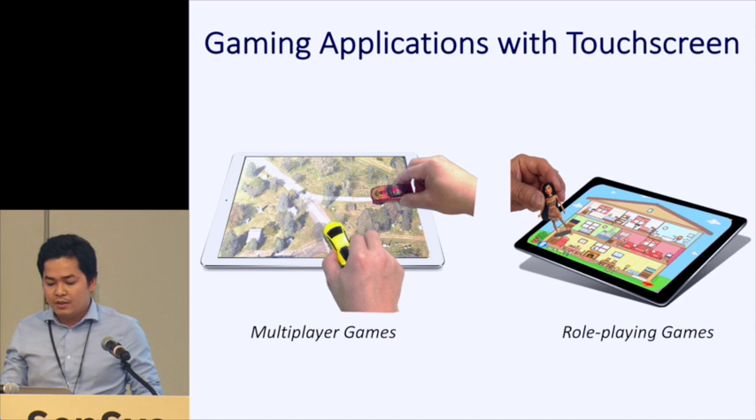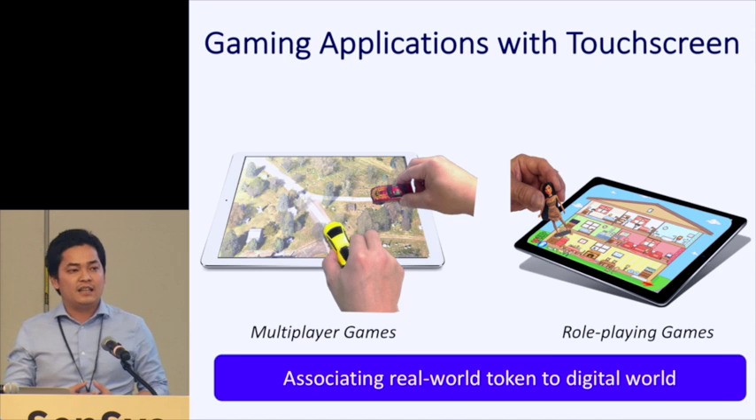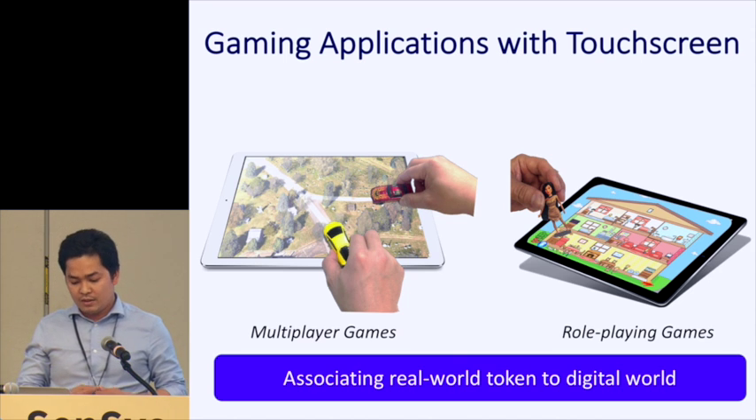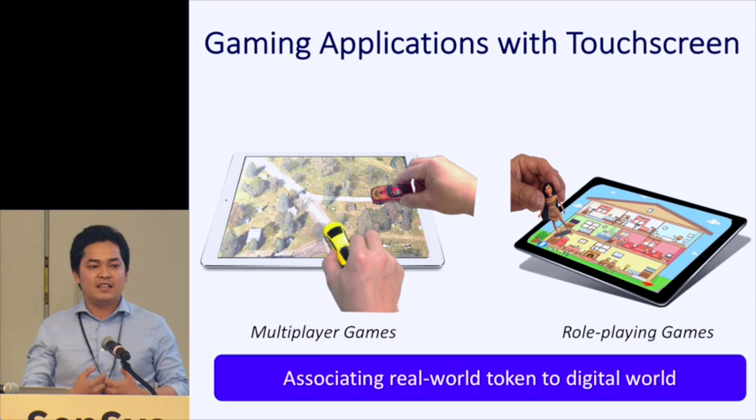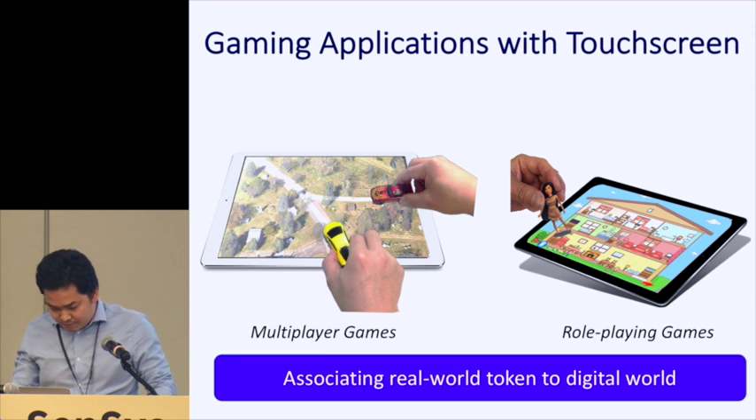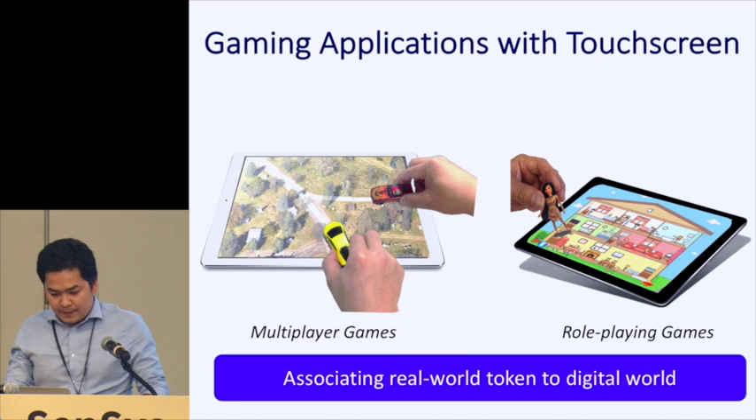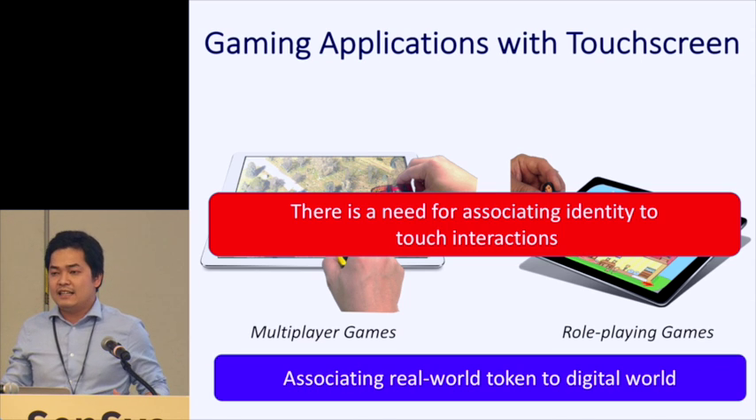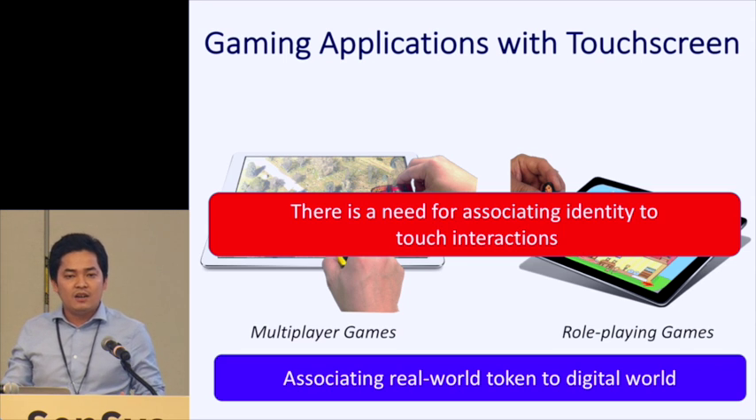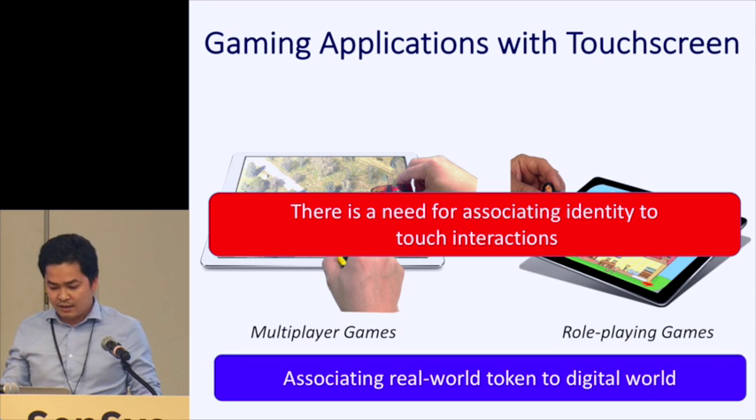But in general, it is the capability of associating the real world token, the car in the kid's hand, and the car inside the mobile device. That association is missing in our current state-of-the-art techniques. So in order to realize those scenarios, there's a need for associating identity to the touch interaction. The mobile device needs to know the information of the token on top of its surface, and the token needs to send its information to the mobile device through the touch sensor.